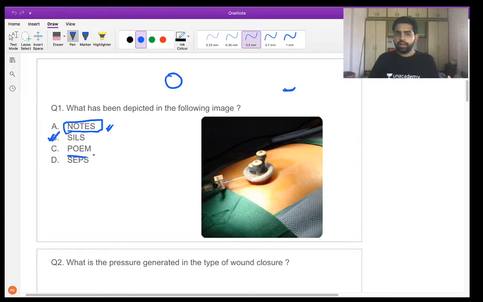What is POEM? This is an acronym. This is a treatment which we use for achalasia cardia. What is it? Peroral endoscopic myotomy. So this is used for achalasia cardia.